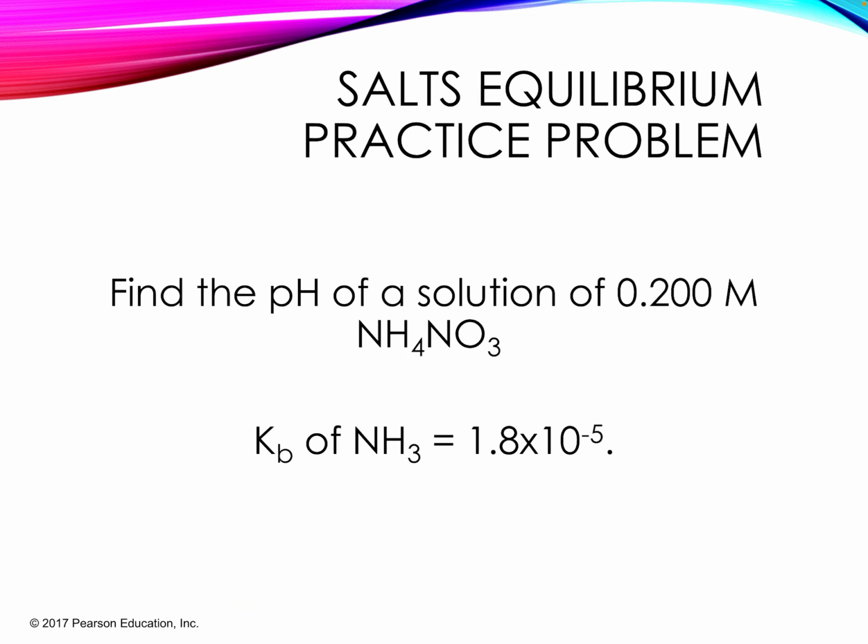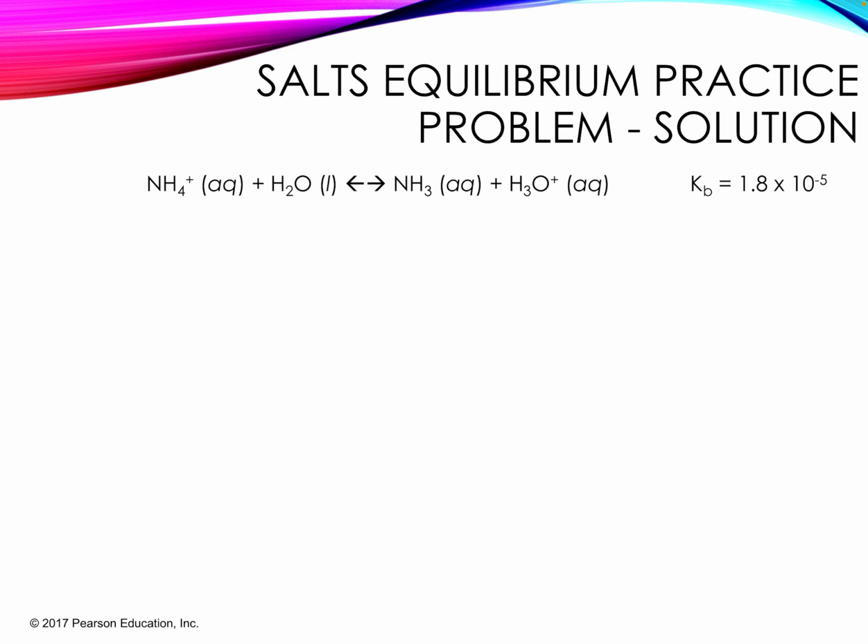So our problem is find the pH of a 0.2 molar solution of ammonium nitrate. And I gave you the Kb value of ammonia there. So our first thing is to write our equation. What's happening?